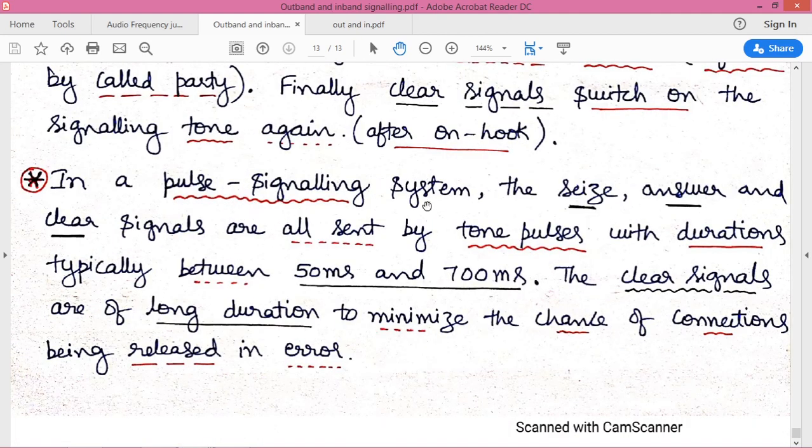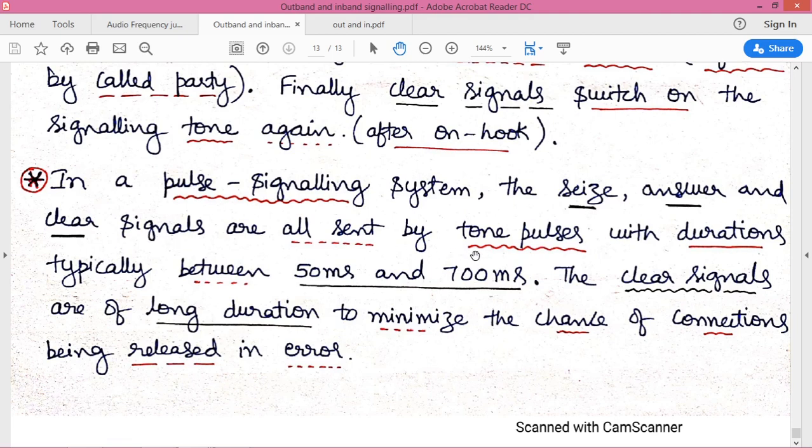In case of a pulse signaling system, the call request signal, that is the C signal, the answer signal, as well as the clear signals, that is the forward clear signals, are all sent by tone pulses. So we will send some tone pulses or control signal pulses with duration typically between 50 milliseconds and 700 milliseconds. Generally we make use of pulses in pulse signaling for three different types of signal: one for the call request signal, one for the answer signal, as well as one for the clear signal.